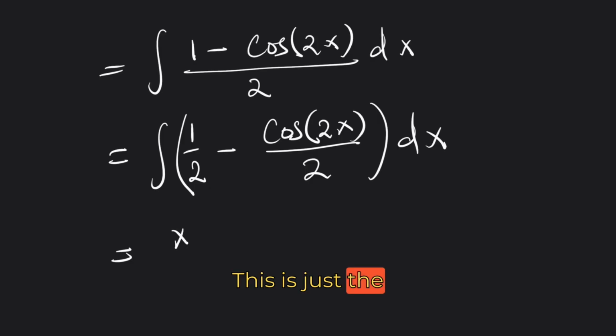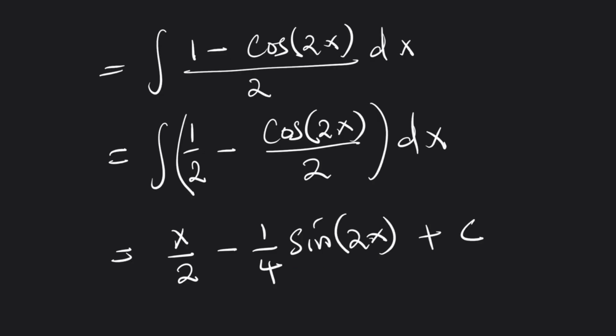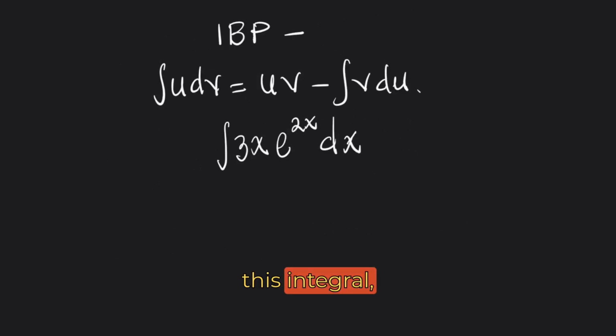This is just the integral of half. It will just be 1 over 2 x, then minus cosine. The integral of cosine is sine, but there is a 2 inside, so we drop the 2. So this becomes 1 over 4 sine 2x, then plus c.